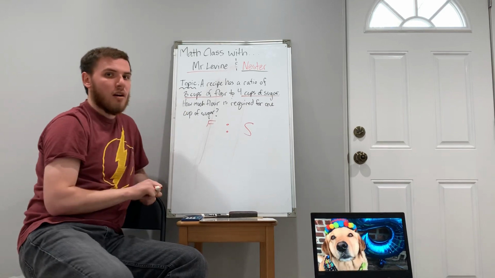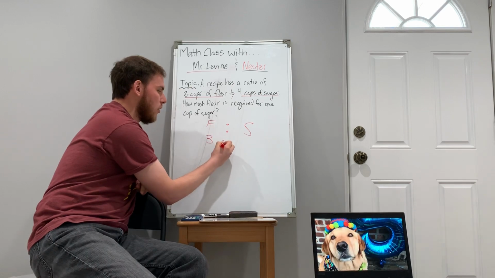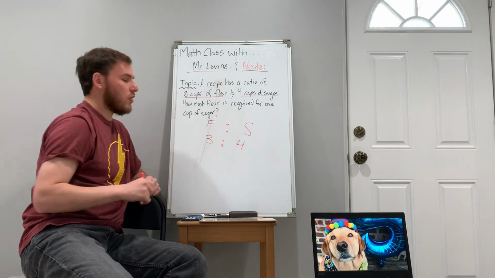So I'll rewrite it with the numbers that are provided. It's 3 cups of flour and 4 cups of sugar. So it's 3 to 4, just like that.